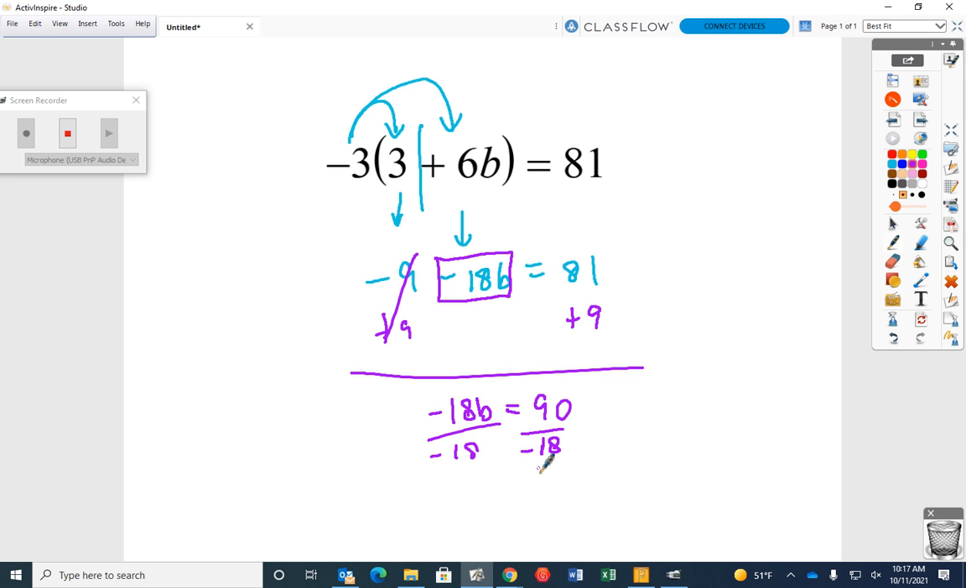Do we know how to do 18 times 5 in our heads? What can we turn 18 into? A 10 and a what? 10 and an 8. What's 10 times 5? 50. What is 8 times 5? 40. What's 50 plus 40? 90. Is that what we're looking for? Yeah. So if we divide, this cancels.